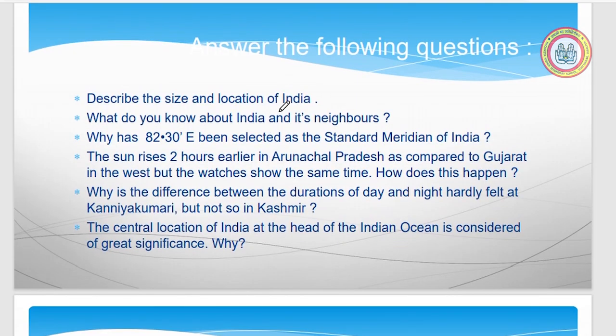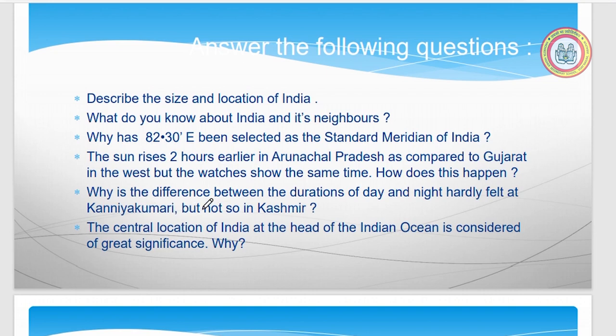You need to write the answers of the given questions in your geography practical notebook. First question: describe the size and location of India. What do you know about India and its neighbors? Why has 82 degree 30 minutes east been selected as the standard meridian of India? The sun rises 2 hours earlier in Arunachal Pradesh as compared to Gujarat in the west, but the watches show the same time. How does this happen?